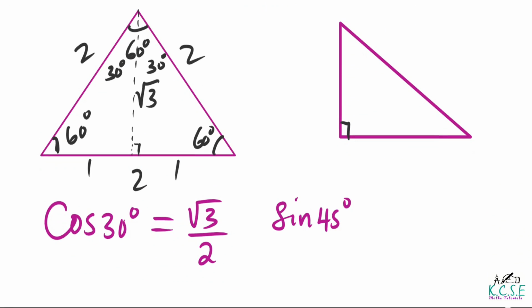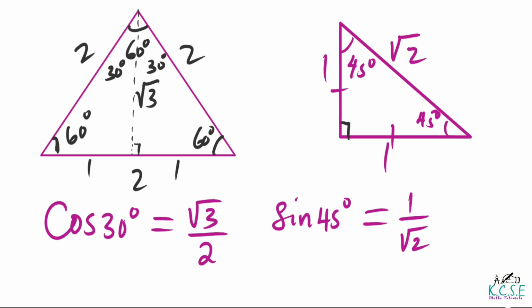For sine of 45, we're not going to use this equilateral triangle. We use this right angle triangle, of which this side is 1, this is 1, and this one will be root 2. So this is 45 degrees, and this one is 45 degrees. This is an isosceles right angle triangle. So the trigonometric ratio for sine of 45 is opposite over hypotenuse, that is 1 over root 2, which you can write, by multiplying both the numerator and the denominator by root 2, as root 2 over 2.